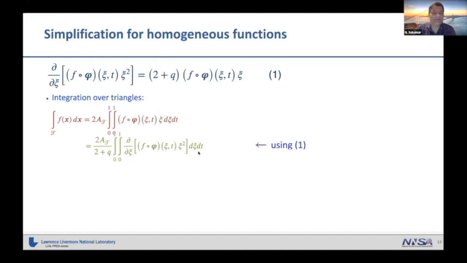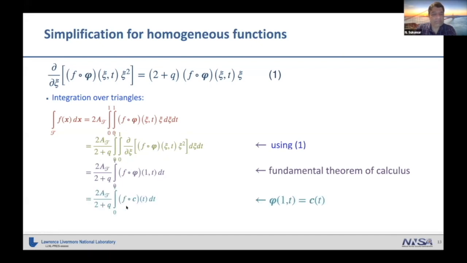So d psi dt. Now we have basically the fundamental theorem of calculus. I can integrate this, so f of phi at 1, psi, t, because psi is equal to 1 on the boundary and psi is equal to 0 on the lower boundary. So therefore that goes off. So you get f of phi 1 comma t dt. And this becomes basically f composed with C of t, because 1, t is basically the boundary, right?